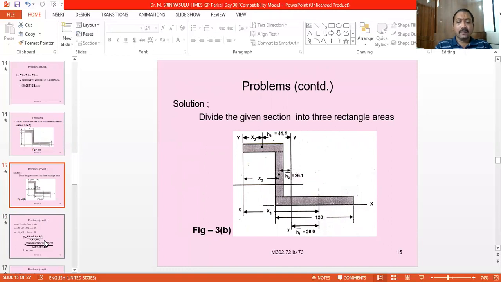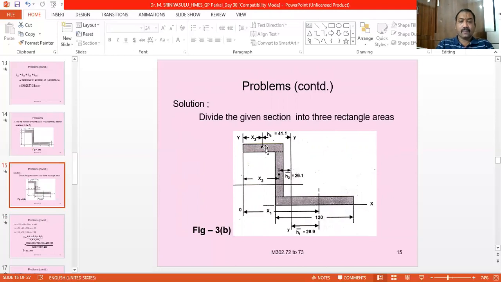Now first part is we have to redraw the figure and divide the given Z section into some standard figures, because it is only rectangles. So we have to divide the given Z section into three rectangles. This is a convenient way. We join up to here, taking this up to the left edge. So this is a web, and the other is the bottom rectangle. This is the web. This is the top rectangle. So this is rectangle 1, rectangle 2, and rectangle 3.